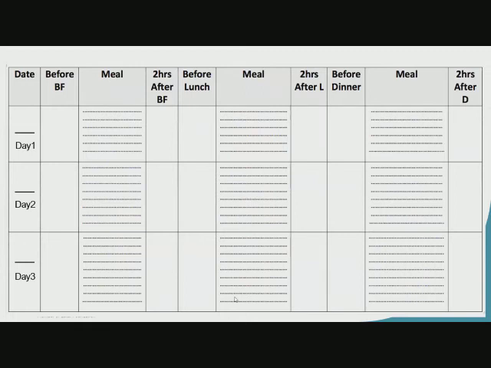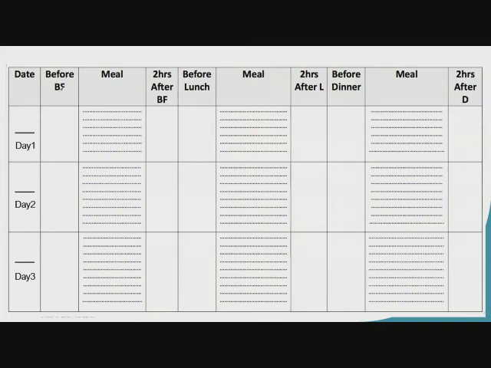Okay, let me share with you the results. 86% say that it should be less than 130 milligrams per deciliter, which is equivalent to 7.2 millimoles per liter, and that is the right answer. The fasting blood glucose test should not exceed 130 milligrams per deciliter.